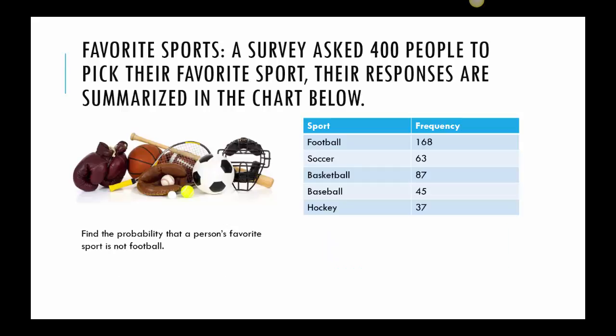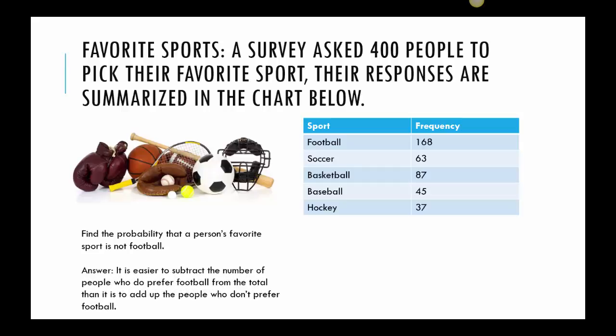Okay, so I'm going to stick with that chart and just ask a different question. And this time I said, find the probability that a person's favorite sport is not football. Okay, because football is just one category and I had a bunch of categories, it's really easier to subtract the number of people who do prefer football from the total than it is to add up all the people who don't prefer football. All right, if that didn't make sense, here's what I'm doing.